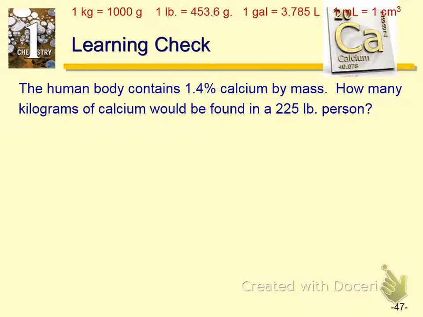Okay. How about this? The human body contains 1.4% calcium by mass. How many kilograms of calcium would be found in a 225-pound person? So we've got a percentage again, 1.4 over 100 in terms of grams, or you could put it in kilograms, and a 225-pound person. So we've got mass of body, we've got mass of calcium. So just label it. Where will we start this problem?